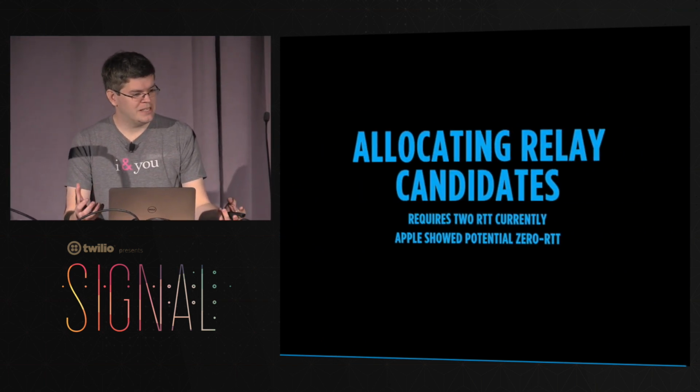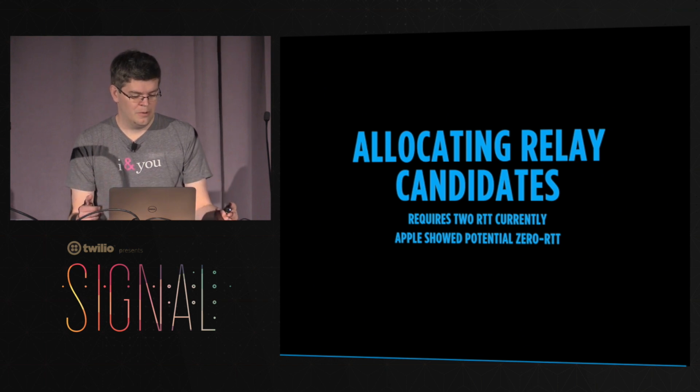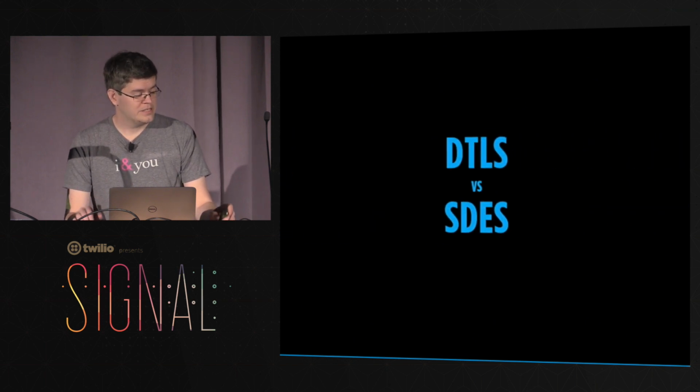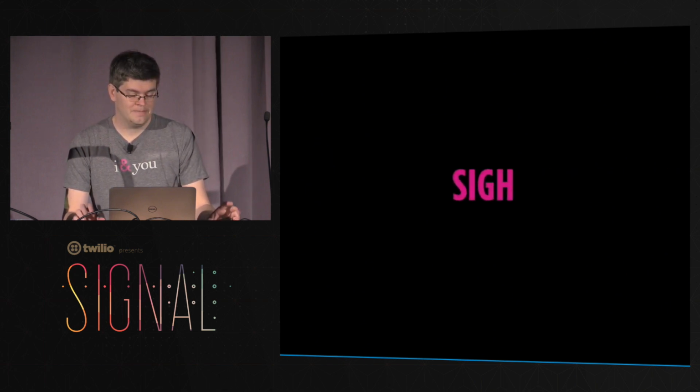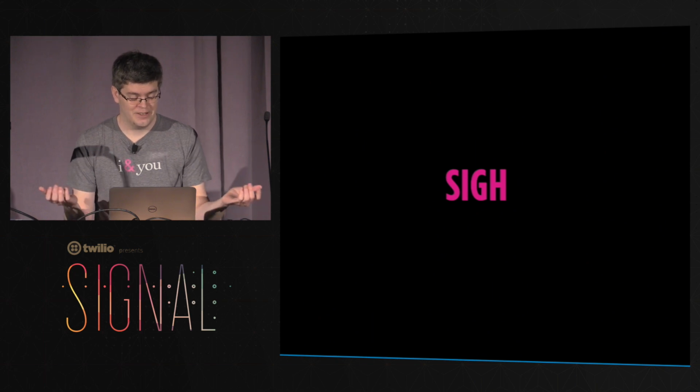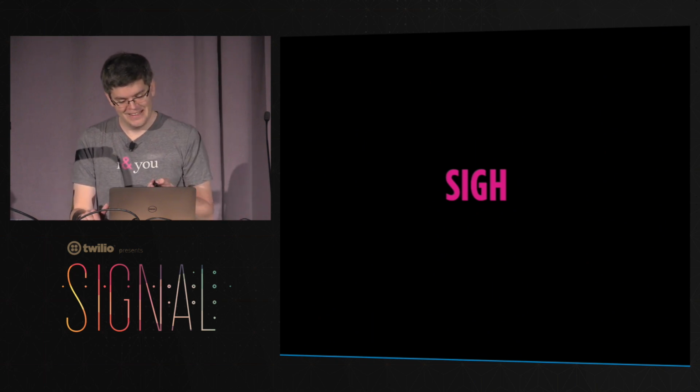So another thing that creates latency here is this allocation of relay candidates, which takes time. 2 round-trip times currently, and Apple just showed a 0 round-trip time mechanism. And we're discussing how to solve that in WebRTC in a way that is secure. So last but not least, DTLS versus SDES. Well, that's my only comment on that, mostly.